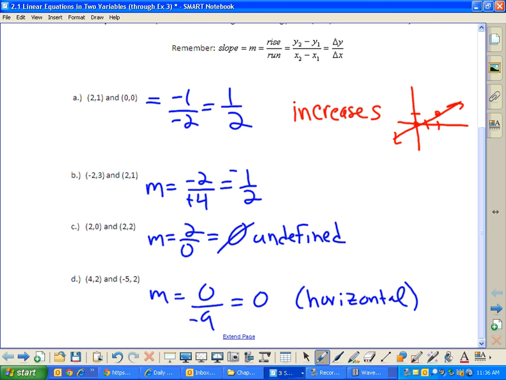Part B. Go ahead, John. It's decreasing. So in general, we're coming to understand that when you have a positive slope, your line increases. When you have a negative slope, your line decreases. Now, if you were doubting this, you could always draw it, right?